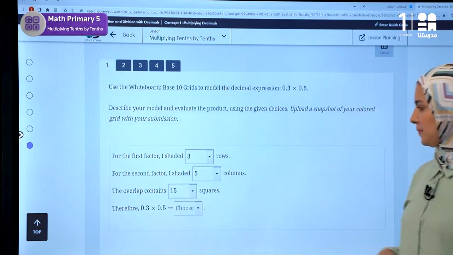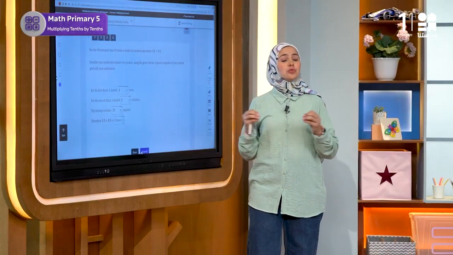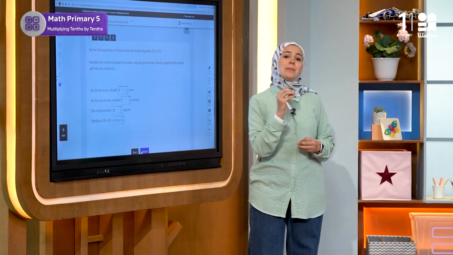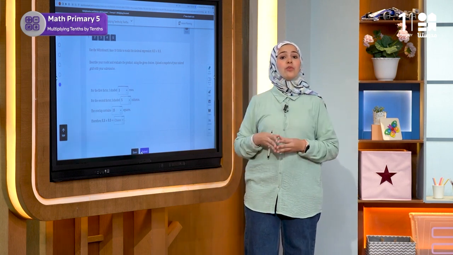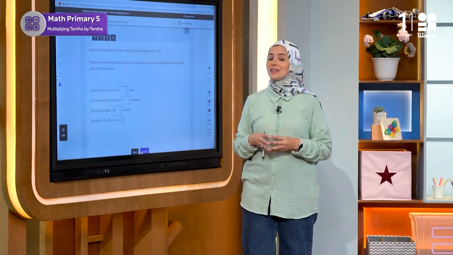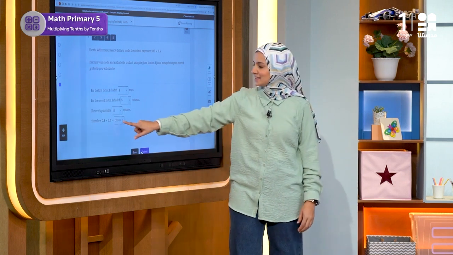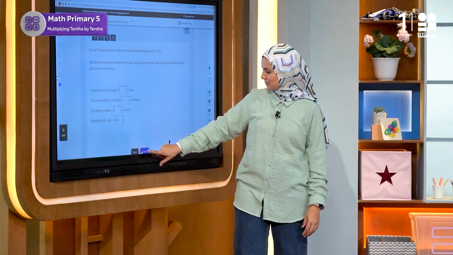It's over here. Then, don't forget that the correct answer of this problem is the number of overlapping colored squares. The number of overlapped colored squares is 15, which means what? 0.15, and this is the final answer.